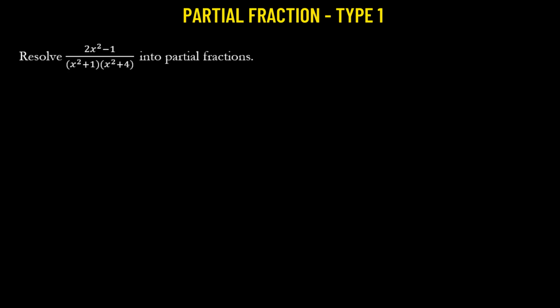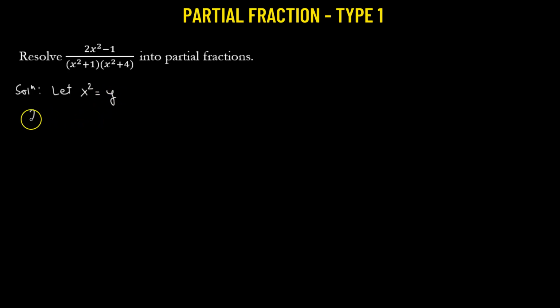So here in this problem, we need to resolve the given rational fraction into partial fractions. But we can also observe here that this given rational fraction is also expressible in terms of x squared. So what we're going to do, we are going to make a substitution here. So we are going to assume that x squared equals y.